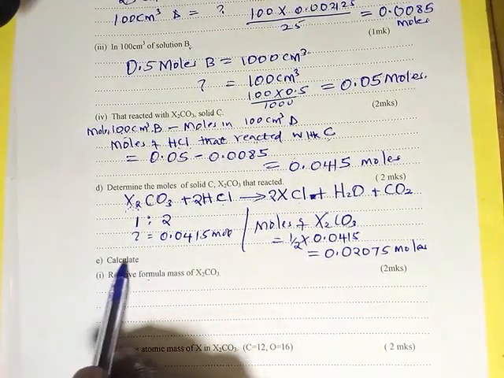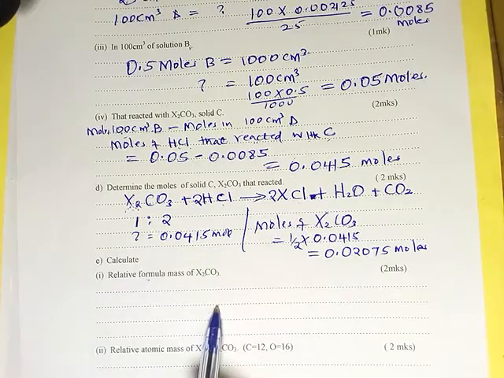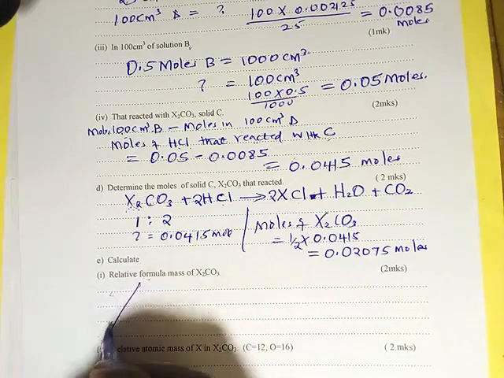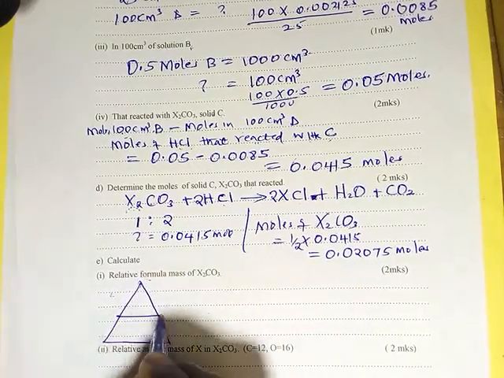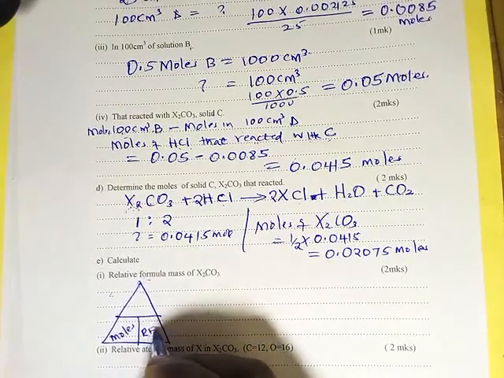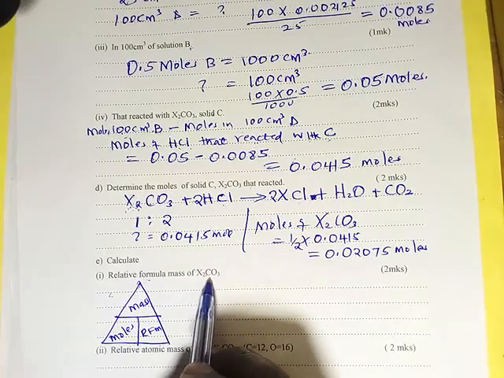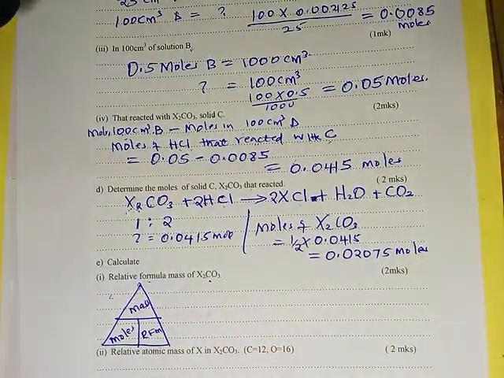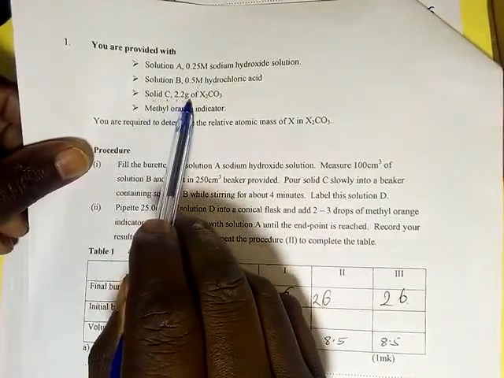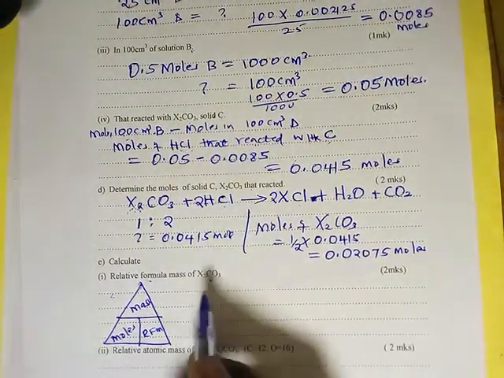So the next question is calculate the relative formula mass of the carbonate, RFM. We want to calculate the RFM. So RFM, we know we can use this triangle. We know that moles, RFM, mass. Now we have the mass of the carbonate. Remember, we were given the mass of the carbonate. The mass of the carbonate, solid C, is 2.2 grams. And we have the moles of the carbonate is this. So therefore we can get RFM.